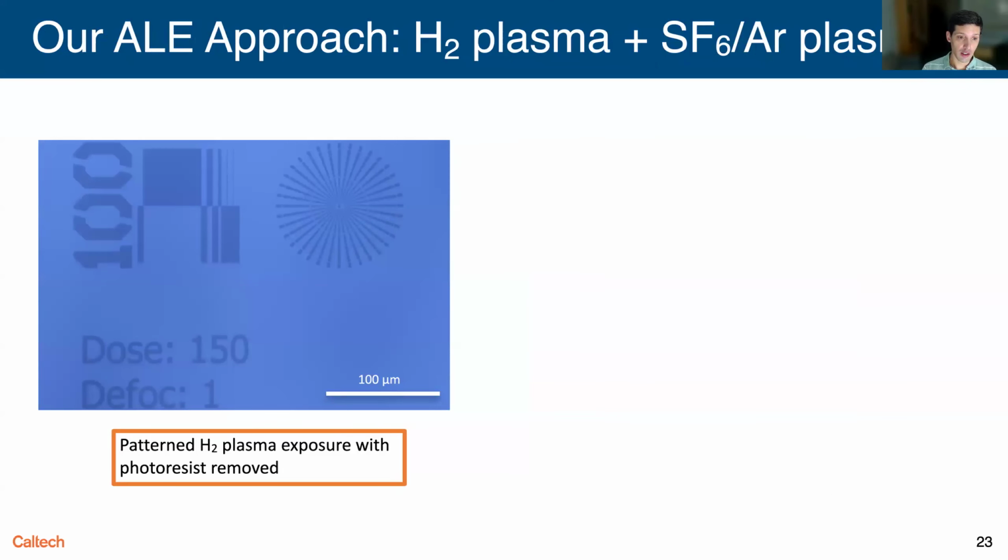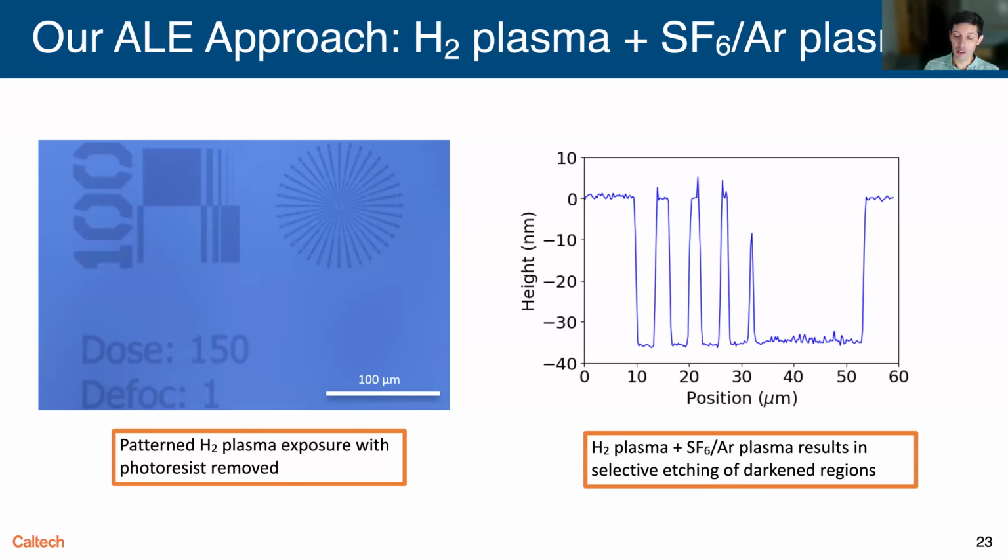All right, so here's what happens when you expose lithium niobate to hydrogen plasma. This is an optical image where the photoresist has been removed, and the dark spots are the regions where the sample was exposed to hydrogen plasma. And you can see that the optical properties have changed very markedly because they're dark rather than transparent as lithium niobate is at optical wavelengths. Now, the other very interesting thing is that when you then expose this wafer to SF6 argon plasma, it very, very selectively etches the darkened regions over the unmodified region, with a selectivity of something like 99%.